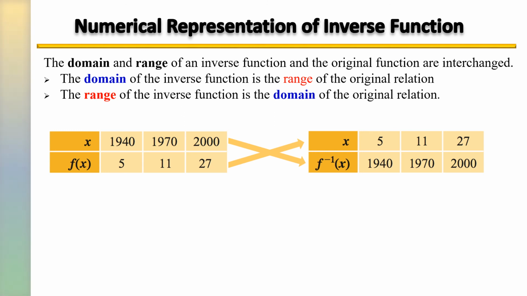To illustrate that relation using a table of values, here we have, again, our years is the x values, the domain, and the number is our y values, the range. Well, when you take the inverse of that, those values swap places, and here we now see for our x values, our domain, we have our numbers, and for our y values, our range, we now have the years.